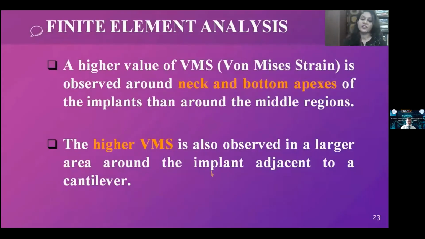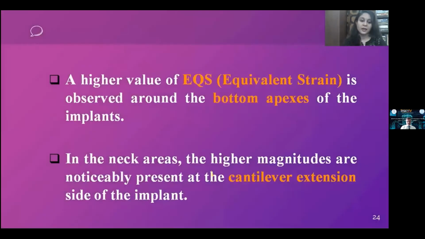A higher value of VMS, that is von Mises strain, was observed around the neck and bottom apexes of the implants than around the middle regions. The higher VMS is also observed in a larger area around the implant adjacent to a cantilever. A higher value of EQS, that is equivalent strain, is observed around the bottom apexes of the implants. And in the neck areas, the higher magnitudes are noticeably present at the cantilever extension side of the implant.